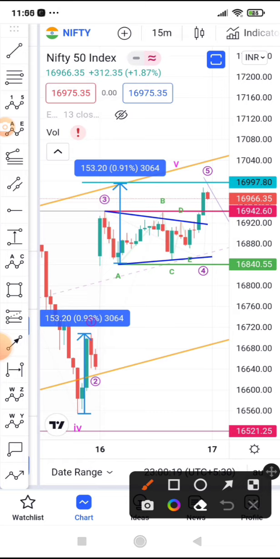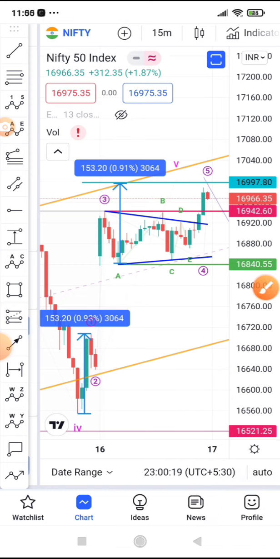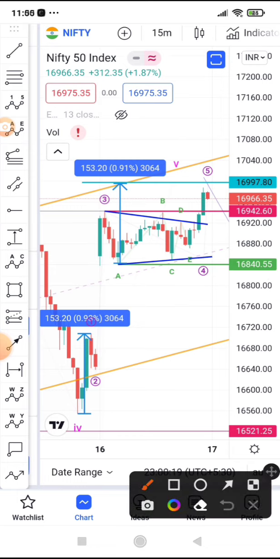It can go upside, and I'm expecting a minimum target because there is a negative divergence on the 15-minute chart. But yeah, it can still go upside. Sorry if you hear a low voice, I'm recording very late, so that's why. So here you can see that I'm expecting 17,000 as a minimum target.